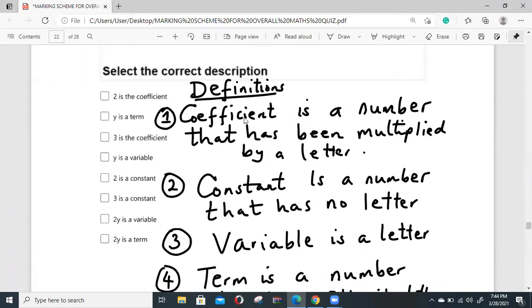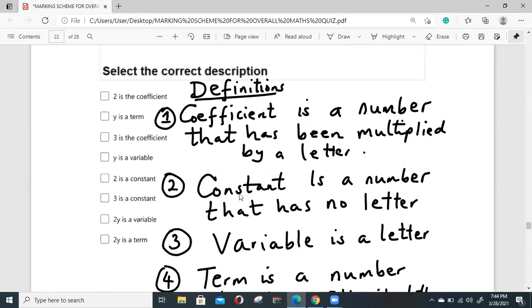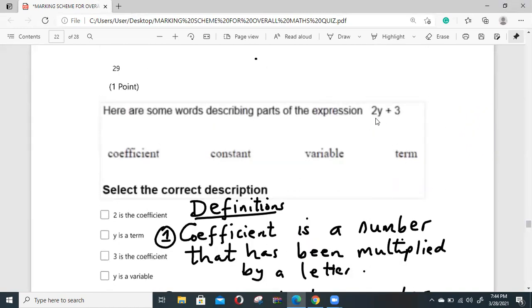We say a coefficient is a number that has been multiplied by a letter. So in this case, 2 is a coefficient, because a coefficient is a number that has been multiplied by a letter. Constant is a number that has no letter. Go back here. Can you see a number which has no letter? That number is 3. So 3 is a constant.